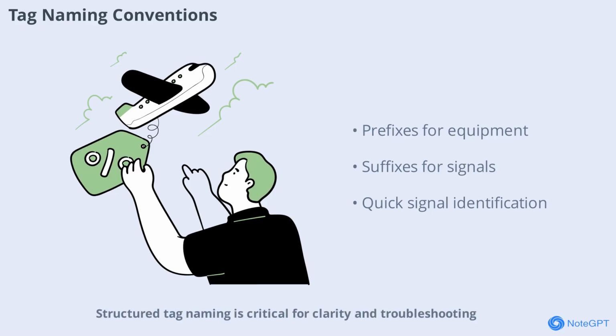Structured tag naming is critical for clarity and troubleshooting. Prefixes indicate equipment type, such as P for pumps, FN for fans, CV for conveyors, M for motors, and FCV for flow control valves. Suffixes specify signal types like CMD start for command start, RUN for running feedback, LOK for interlock OK, PV for process variable, and alarm limits like HH or LL. Mastering these conventions allows you to quickly identify and trace signals throughout the project.